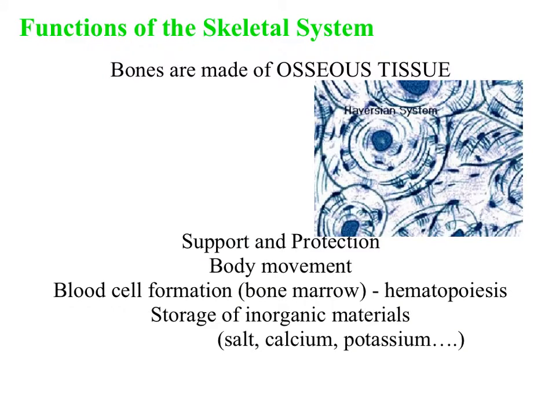The skeletal system in general is used to support and protect, and provide body movement. It aids in blood cell formation, particularly in the bone marrow, which is going to be in either the end of the bone or the shaft of the bone. And it also creates both red and white blood cells. It also stores inorganic materials such as salt, calcium, and potassium. And we call bone tissue, more specifically, osseous tissue.